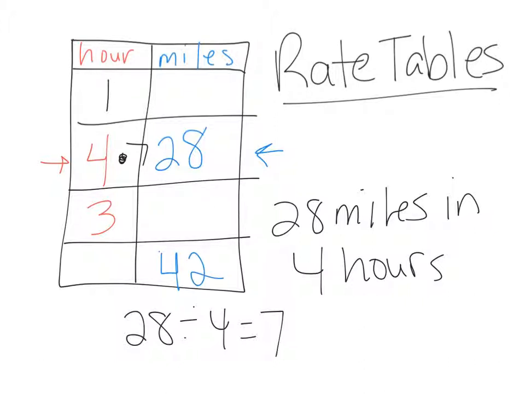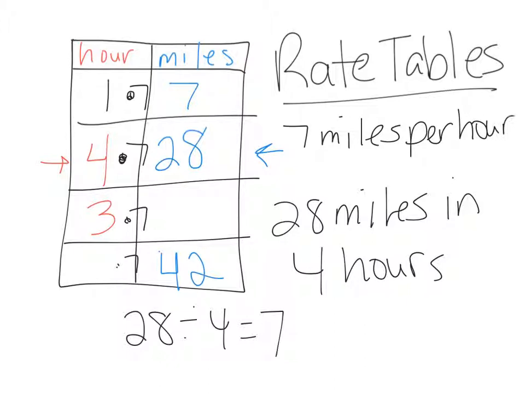So 4 times 7 is 28, or 28 divided by 7 equals 4. If we put the times 7 there in that row, we can do that in every one of these rows. We can do it there, there, and there. So now 1 times 7 is 7. That's our unit rate: 7 miles per hour. So every hour, if we were going at the same rate, which is what a rate table tells us, we're going 7 miles every hour.